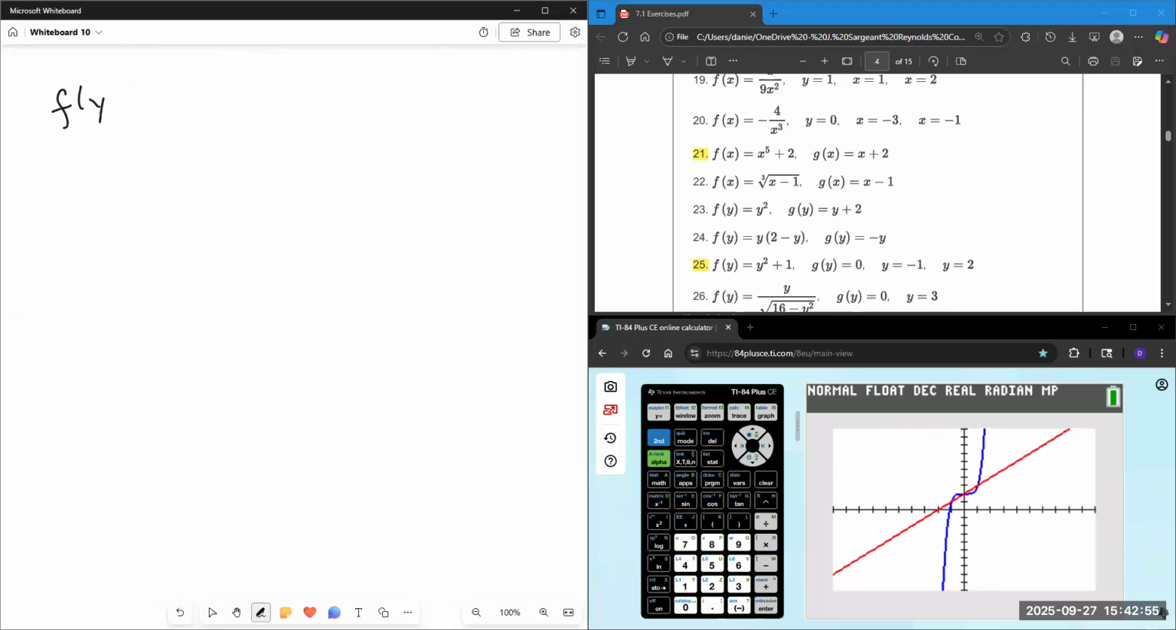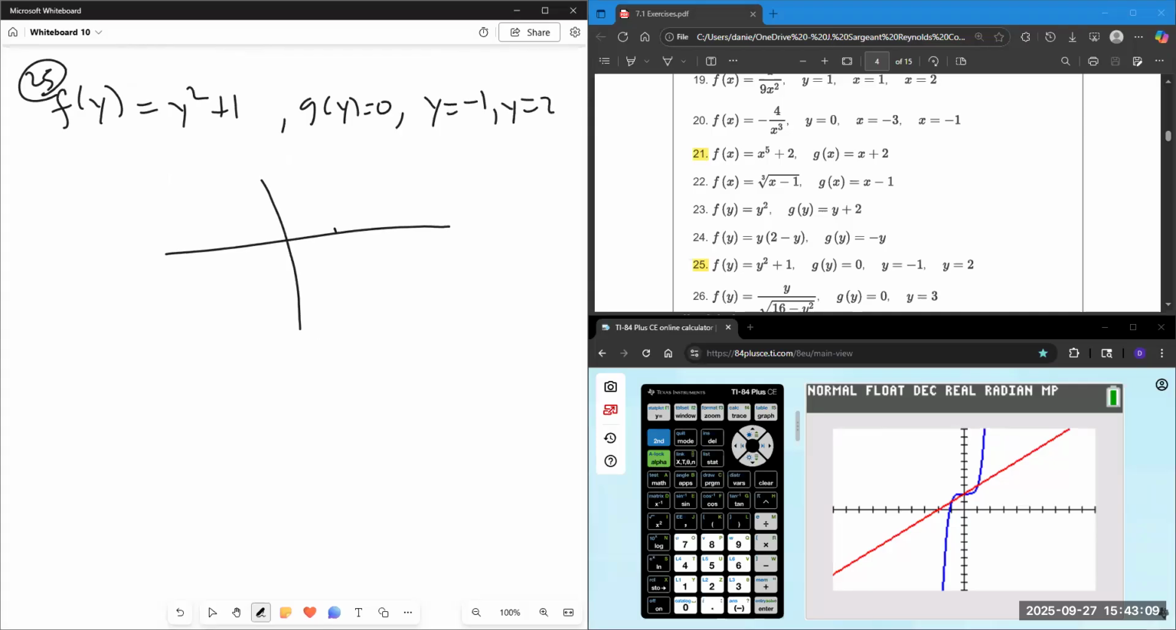25 says f of y is equal to y squared plus 1. G of y is equal to 0, and y is between -1 and 2. So y squared opens to the right, x equals 0, y equals -1, y equals 2. Solve these to get these points here. 2 squared plus 1 is 5. 1 squared plus 1 is 2.